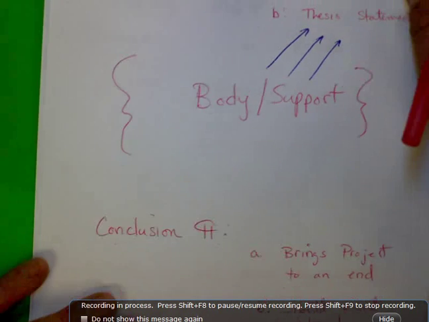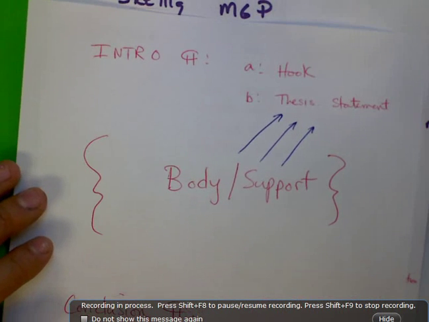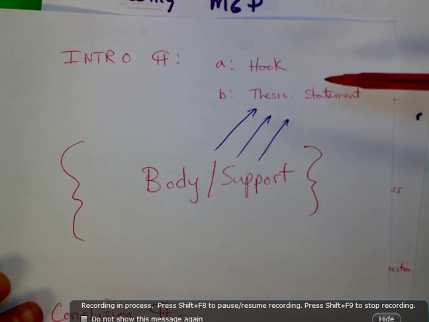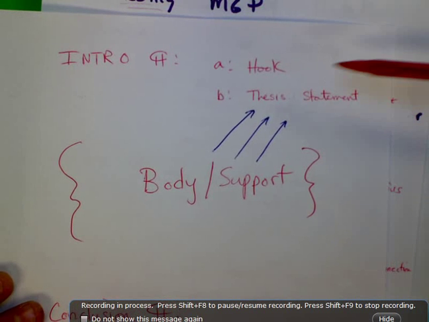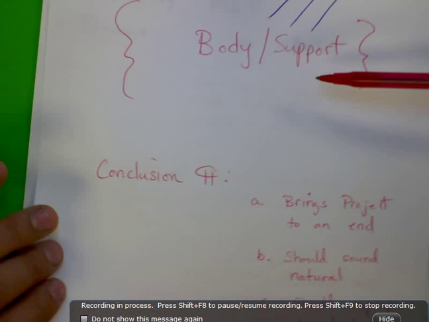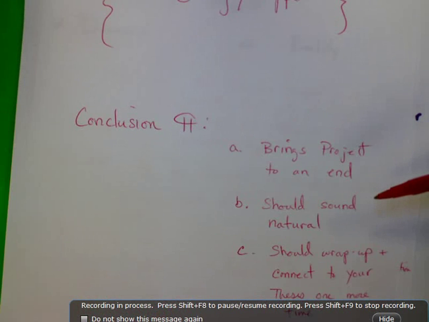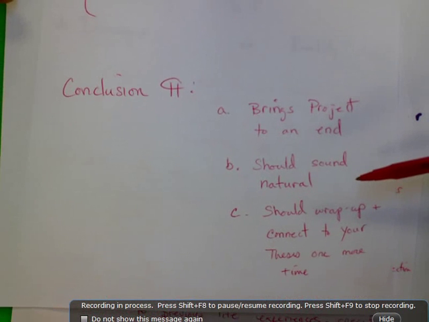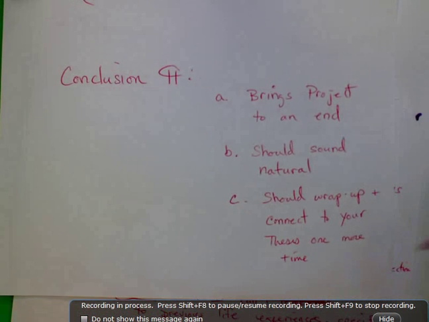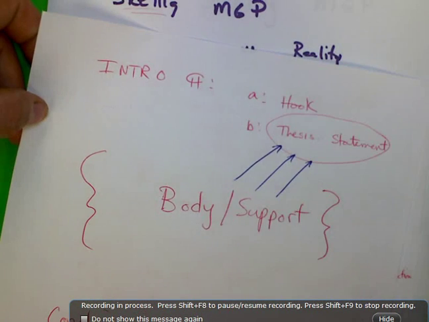So let's see here. If we start breaking down each part by part, this intro paragraph, as we said, is going to have some kind of hook, and we haven't gotten there yet. We're focusing on this thesis statement, but notice the order, A and then B. Our body comes in as support to support the thesis, and then of course we're going to have a conclusion, which brings our project to an end. It should sound natural, just like our conclusion sentences always do. And it should wrap up and connect to the thesis at least one more time, but really we're going to be focusing on this today.